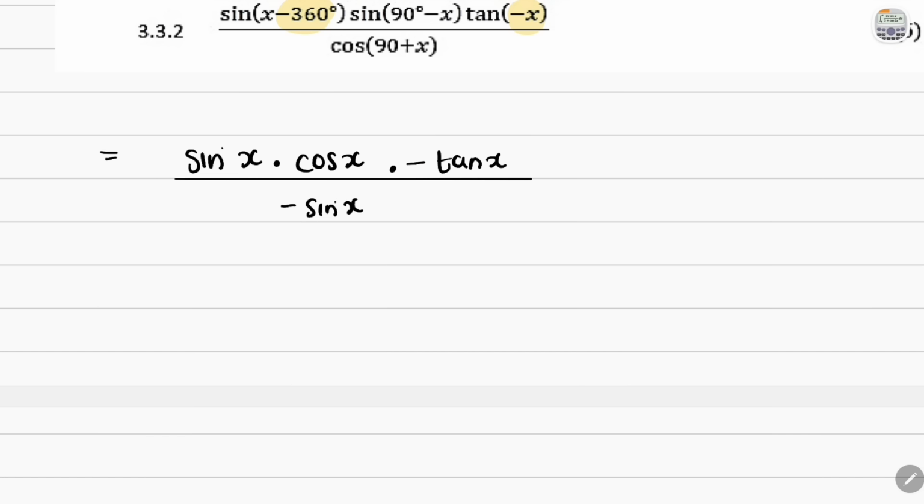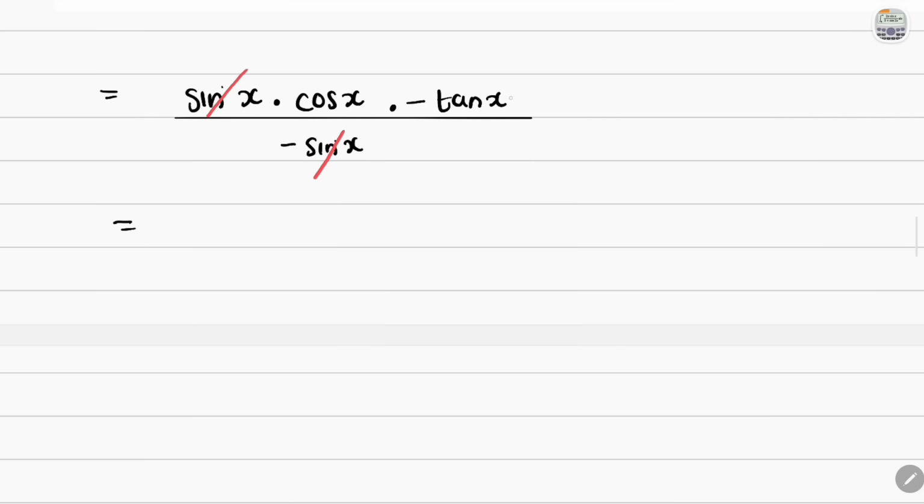Because all of these are multiplying, they just become negative. So we can just cancel what we have in common. So this cancels with this. Then they have now become positive, because the negative divided by the negative is a positive.